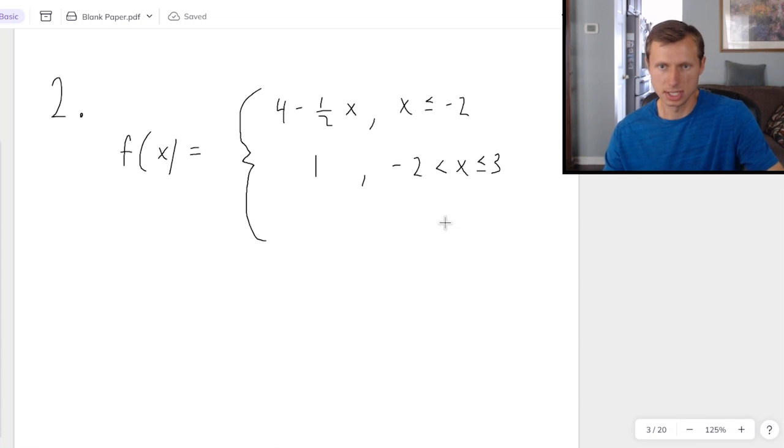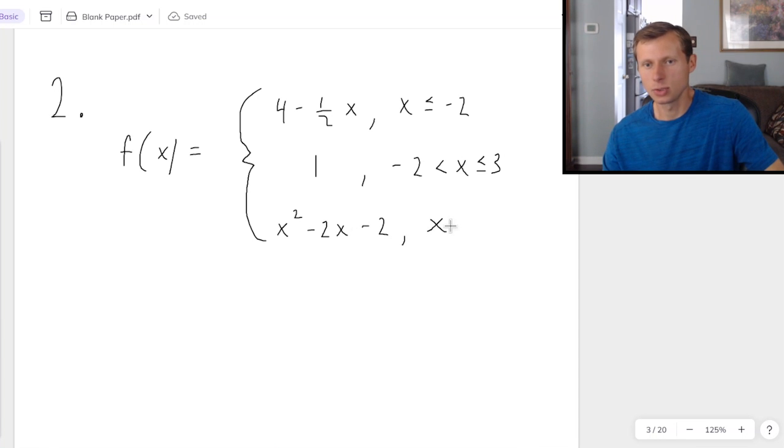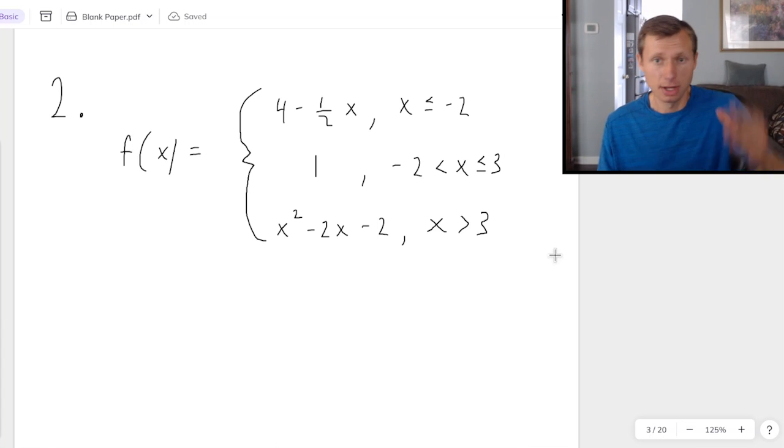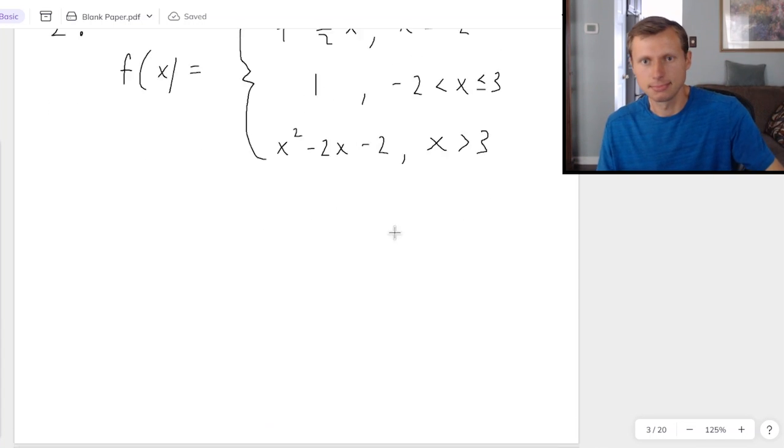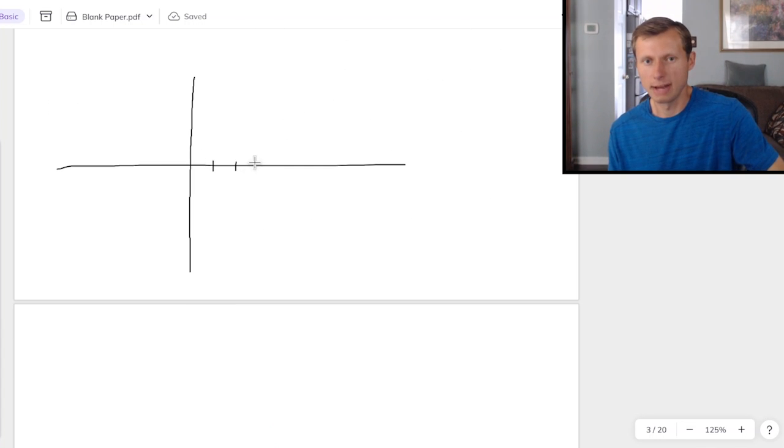You'll notice this is sandwiched between 2 values. Fine. And then the last one's going to be really hard. It's x squared minus 2x minus 2, and that is when x is greater than 3. So the good news is the process doesn't change even though I have 3 branches. The first thing I'm going to do, I'm going to try and graph 4 minus 1/2 x. So I'm going to make a bigger graph this time.